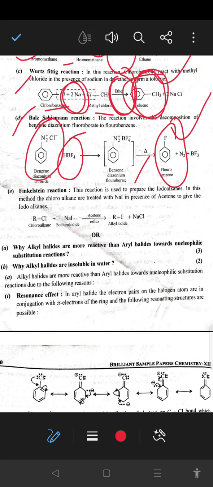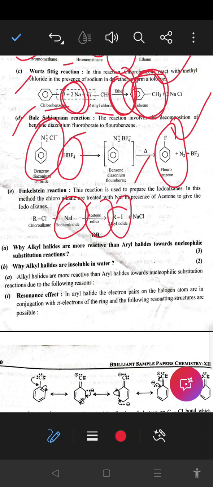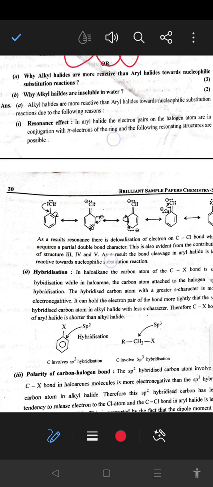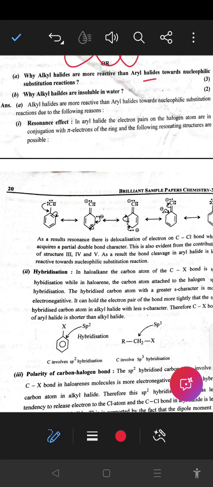Finkelstein reaction: an alkyl halide treated with sodium iodide in acetone under reflux conditions forms an alkyl iodide as the major product. This is known as the Finkelstein reaction. Next, why are alkyl halides more reactive than aryl halides? This can be explained on the basis of resonance effect and hybridization effect.